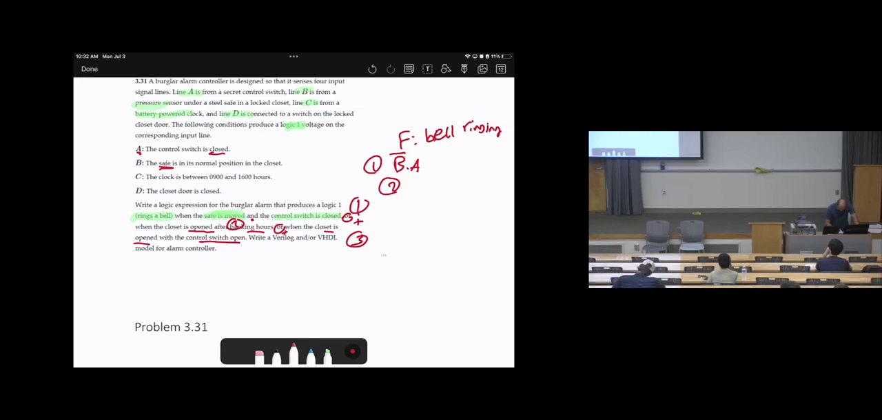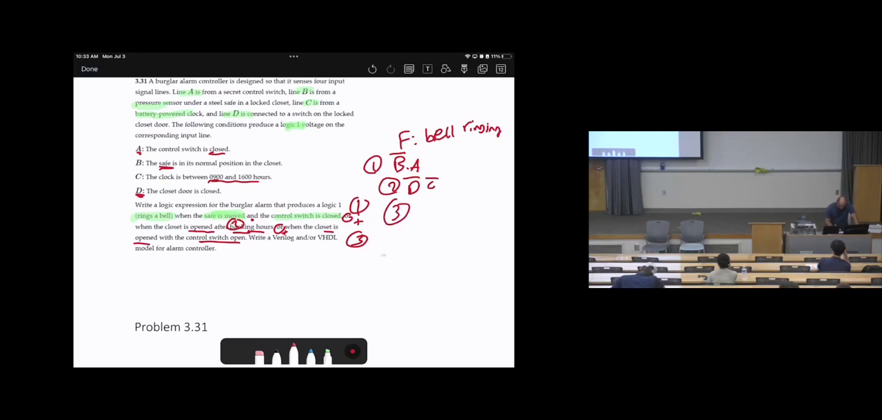The second condition, when the closet is open. The closet sensor is D. The closet door is closed, therefore open is the opposite, and it will be D bar. After banking hours: the clock is between 0900 and 1600 hours, which is the hours of the bank. If it's after hours, we make C bar. So it will be D bar, C bar, because it's after hours.